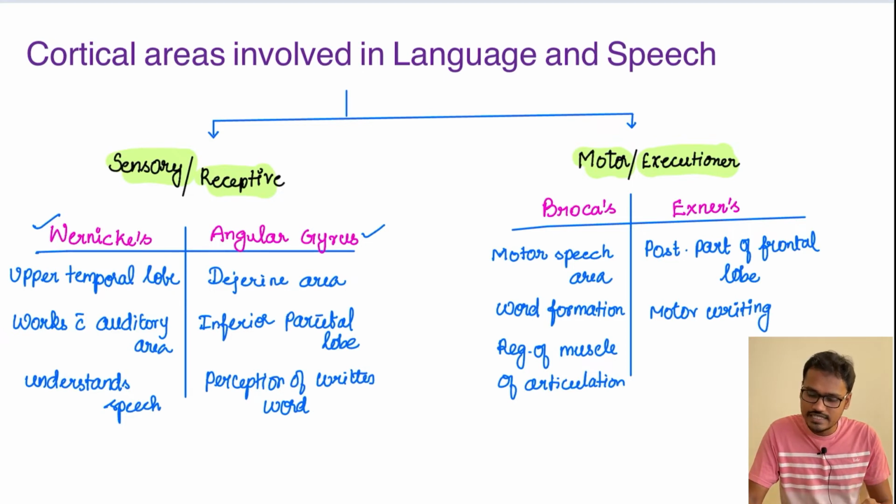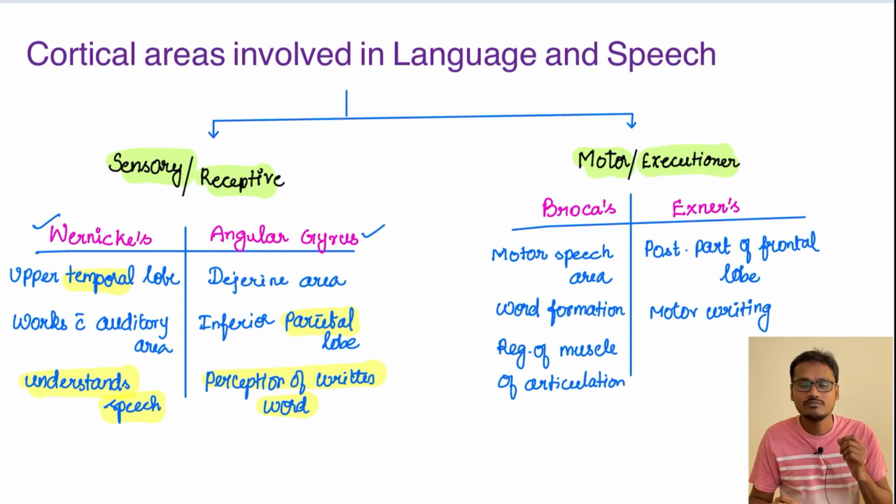This Wernicke's is the one which is very important for understanding speech. So for a spoken language, Wernicke's area is very, very important. For a written language also, Wernicke's area is important, but along with that, to understand a written language, we need some more help from the angular gyrus, which is helpful in perception of the written words. Wernicke's area is located in the temporal lobe, whereas the angular gyrus is in the parietal lobe. And Wernicke's area works in close association with the auditory cortex because it is primarily understanding the speech. So it always works with the auditory area in relationship.